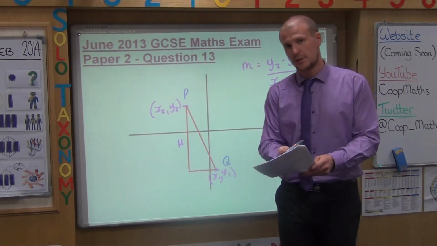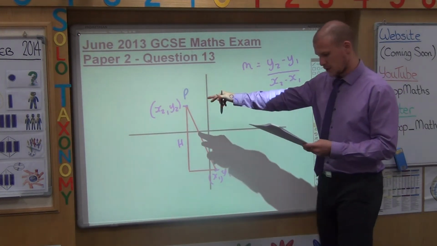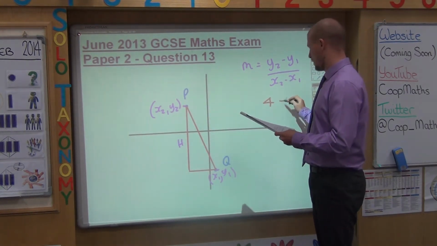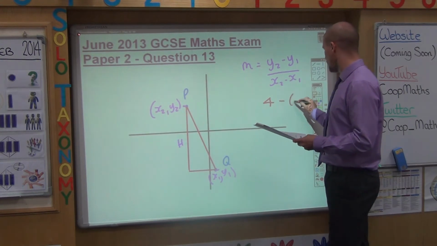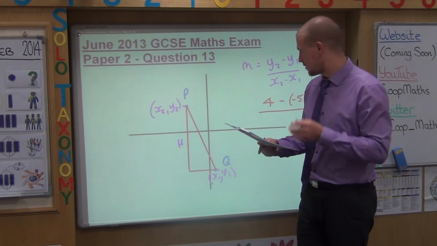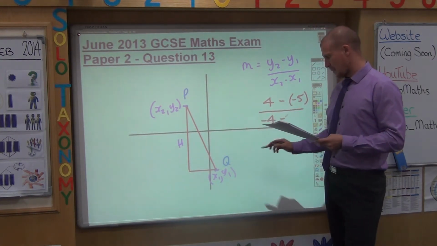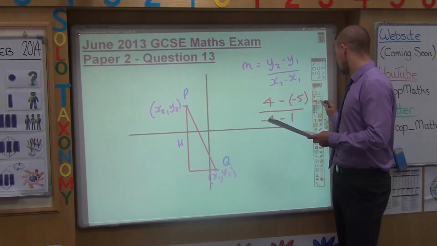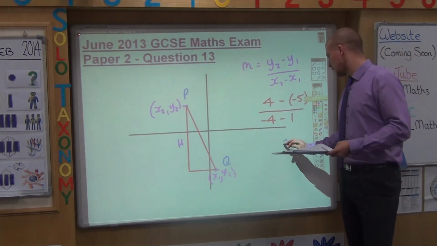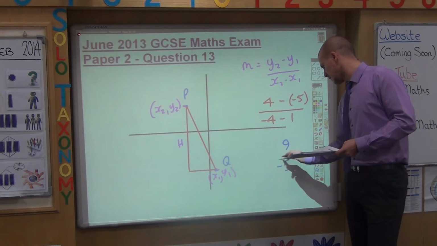Let's sub in the values that you're given here. y2, based on what I've called P here, is a 4. And the y of the other coordinates is a -5. So that gives me that on the top of the fraction. The x's, the x for 2 is -4. And I'm going to be taking away a 1 there. Tidying that up, 4 minus -5 is the same as 4 plus 5, gives me a 9. -4 take away 1 gives me a -5.